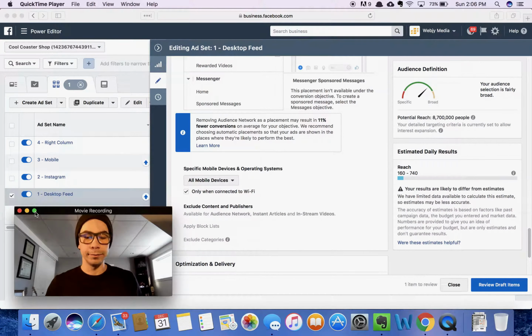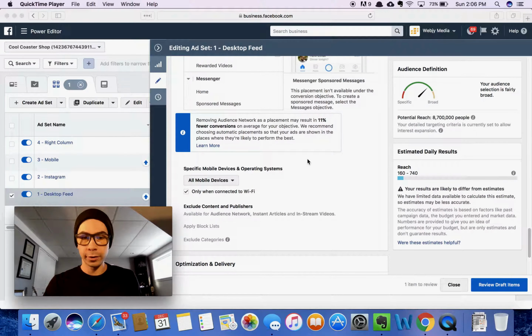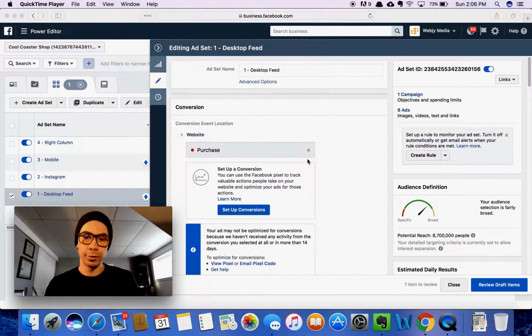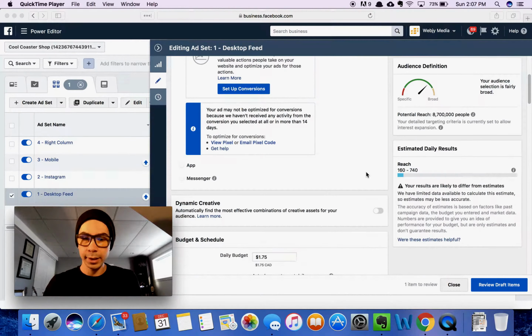So let's take a look at an ad that we've got set up here. First of all, I'll tell you what this is. It's an ad for an e-commerce store, and this specific ad is for a coaster. Just to be a little more specific, the coaster looks like a vinyl record. So let's take a look at our targeting here.